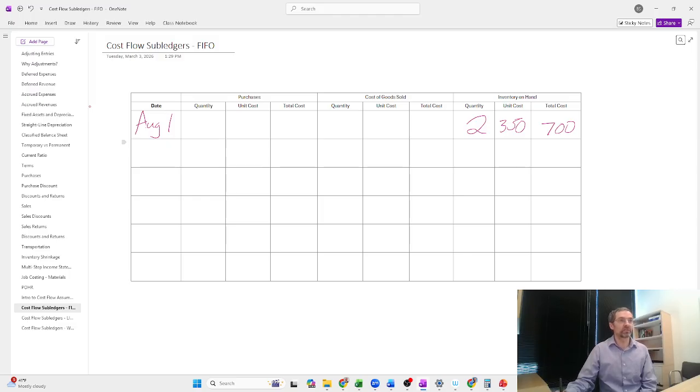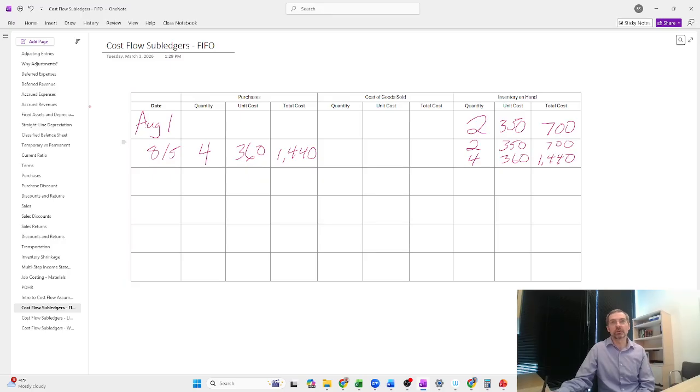On August 5th, we made a purchase and we bought 4 and we paid $360 for them for a total of $1,440. We haven't sold anything, so we still leave this cost of goods sold column blank, but we have to update our inventory on hand. Now we have 2 different layers, meaning that we still have the 2 at $350 for $700, and we have the 4 at $360 for $1,440.